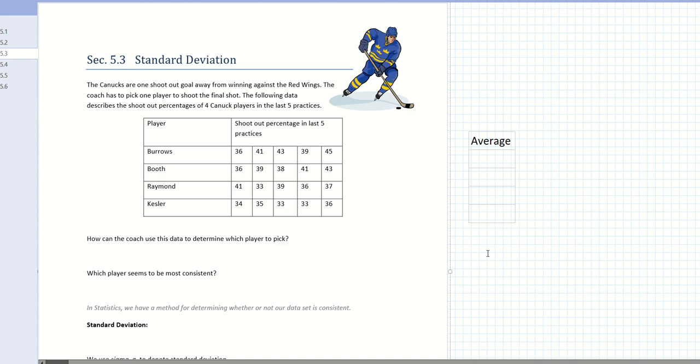Hi everyone, welcome back to Math 11. So in this section, section 5.3, we're going to be looking at standard deviation.